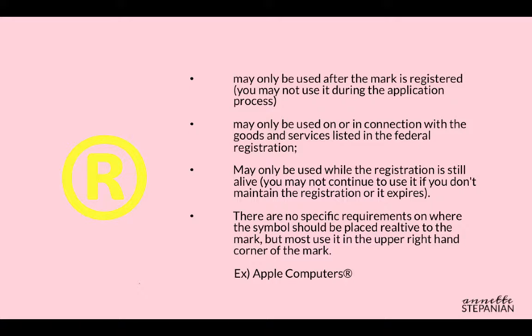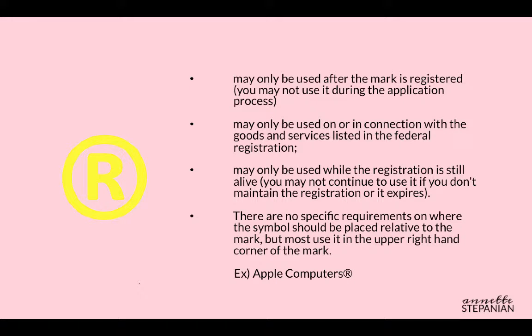So you may not know this, but when you file for a federal trademark, you have to select the category of goods or services in which that mark relates. So let's say your slogan is being used in connection with, let's say, shoes and apparel, and you apply to use that mark in connection with goods and apparel, and you get granted that trademark, you can only use it in relation to those goods or services. Next, you may only use it while the registration is still alive. So if the registration expires, you can't use the registration symbol anymore.